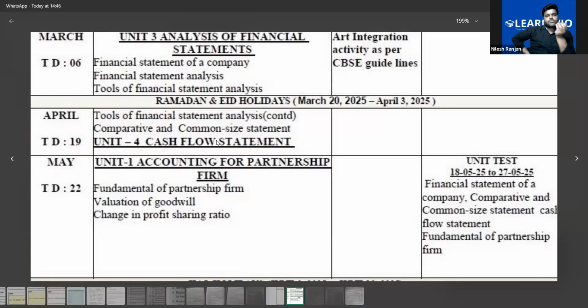So financial statement of a company, financial statement analysis, and tools of financial statement analysis. These topics we have to discuss.